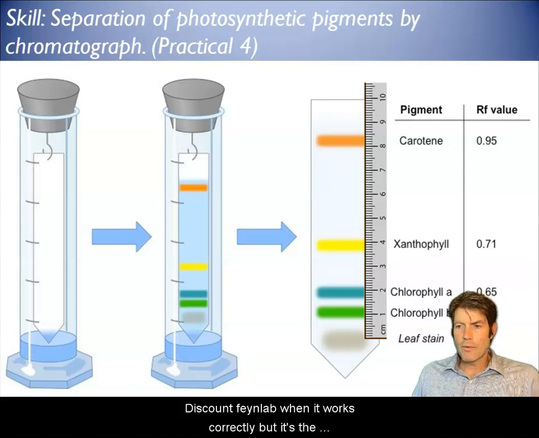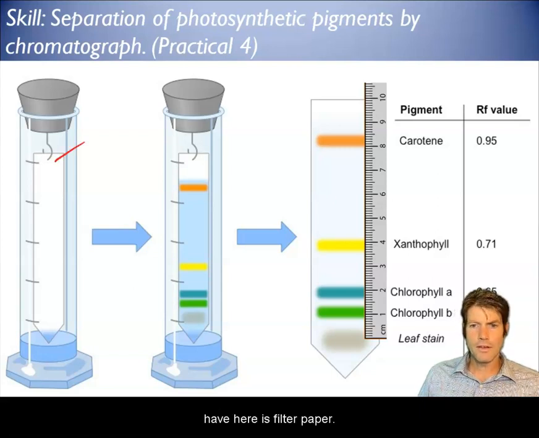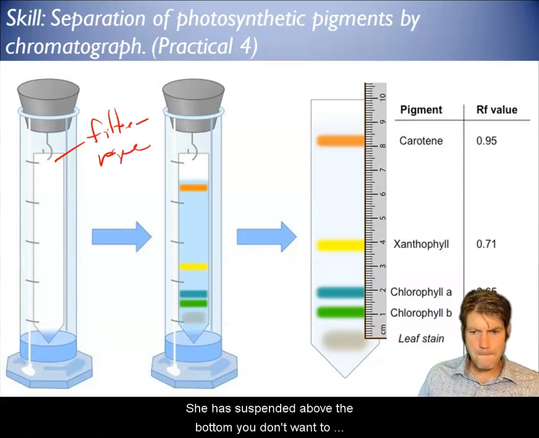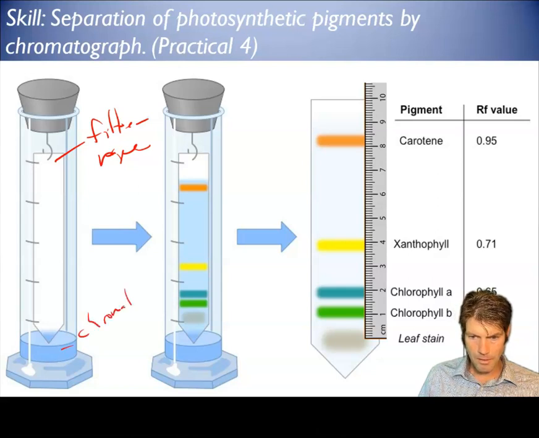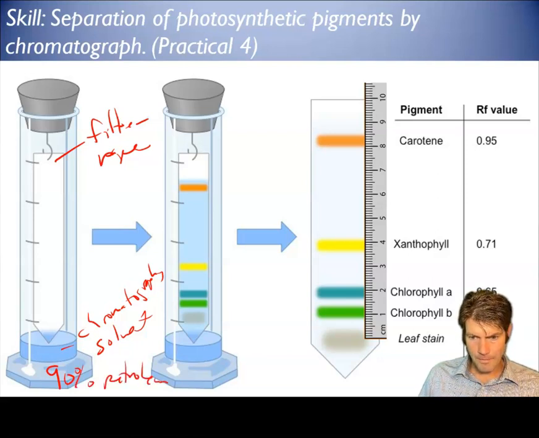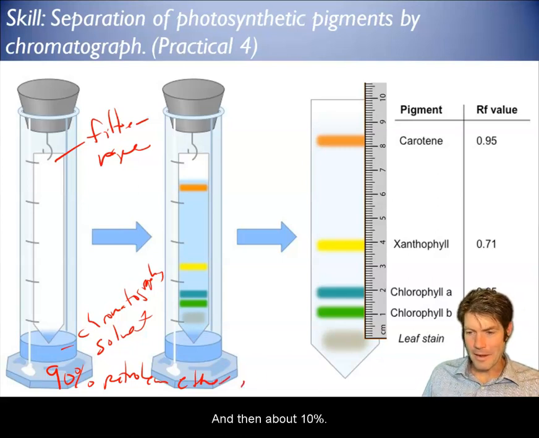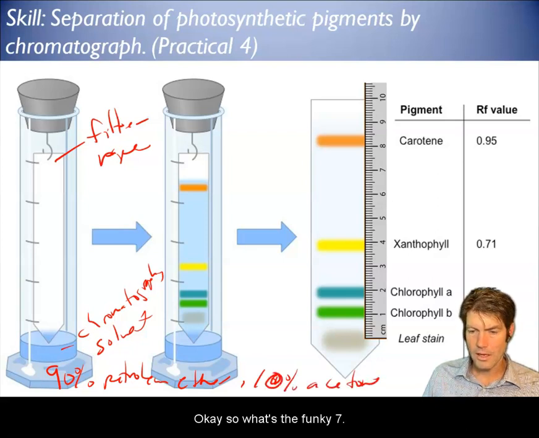This is kind of a fun lab when it works correctly, but it's the separation of pigments by chromatography. So what you have here is filter paper. You see how it's suspended above the bottom. You don't want to hit the bottom. Down here is the chromatography solvent. It's about 90% petroleum ether, which is like gasoline pretty much, and then about 10% acetone, which is like nail polish remover. So it's some funky stuff.